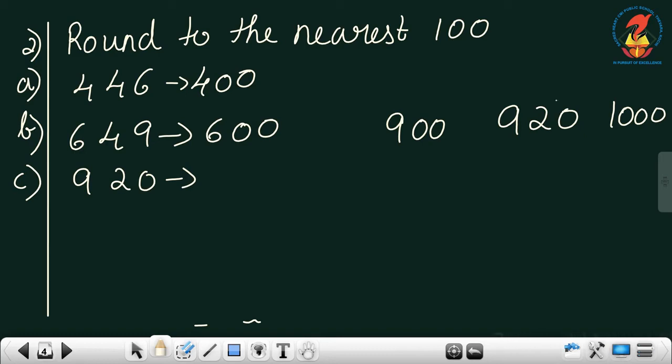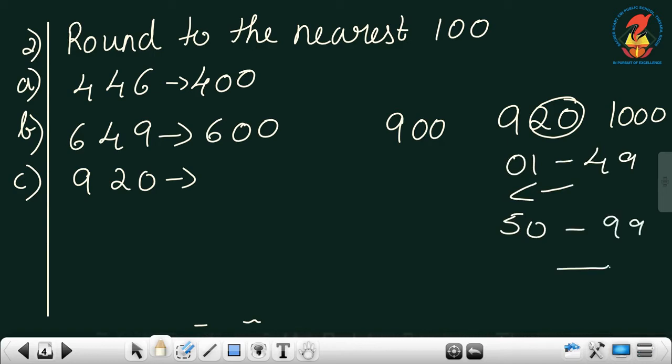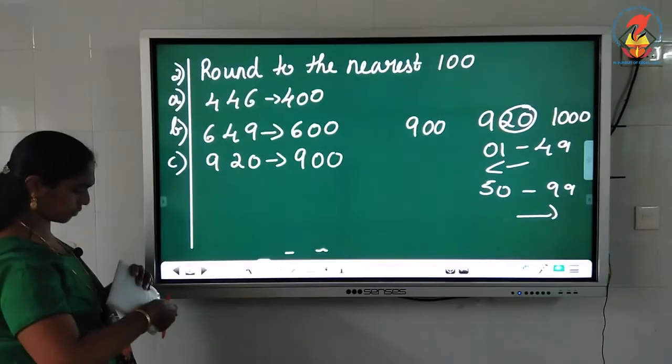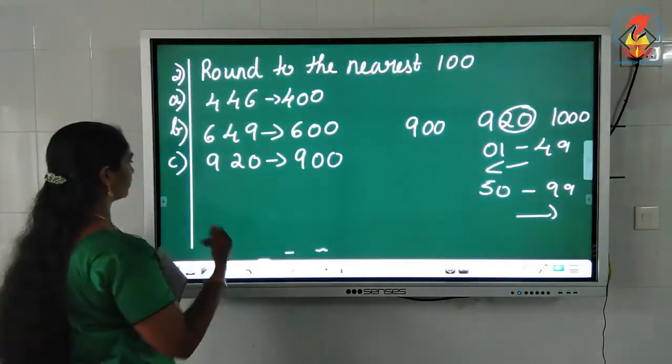Now you consider the last 2 digits. 20. As I told you, 0, 1 to 49 will go to the first 100. 50 to 99 will go to the next 100. Where is 20 coming? 20 is coming in the first section. So 920 will go to 900. Clear, children?